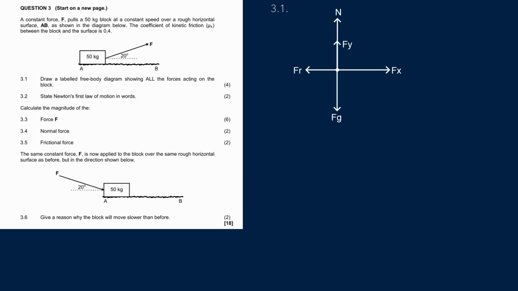And the free body diagram will be as follows. I will have a total of 4 forces: applied force, frictional force, force of gravity, normal force. But in my diagram, notice that I have more forces, 5 to be more specific, because I broke my applied force into 2 components, Fx and Fy, vertical component and a horizontal component, because that force is applied at an angle. 3.2. State Newton's first law of motion in words.